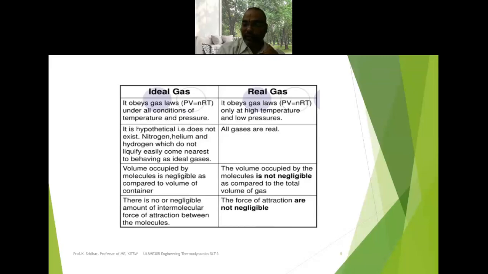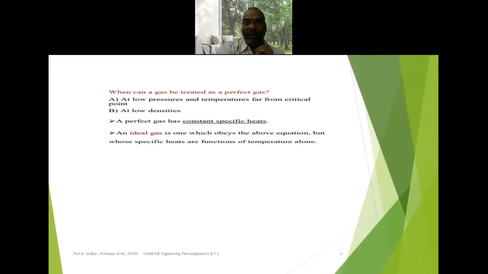And in ideal gases, I told you that the forces of attraction or repulsion can be neglected. But in real gases, since molecules are physically present, there will be some attraction and some repulsion among the gaseous molecules. Like that, we can differentiate ideal gases from real gases. The important question is, when can a gas be treated as a perfect gas? Just now I told you, at lower pressures and at higher or elevated temperatures, it can be treated as a perfect gas.